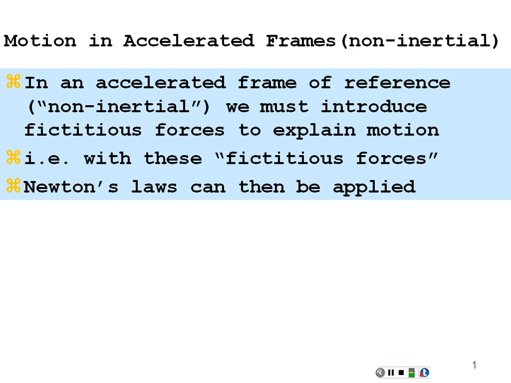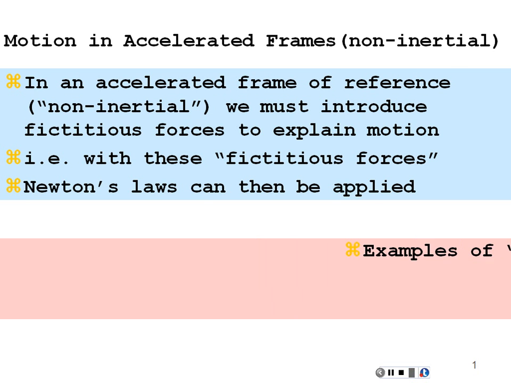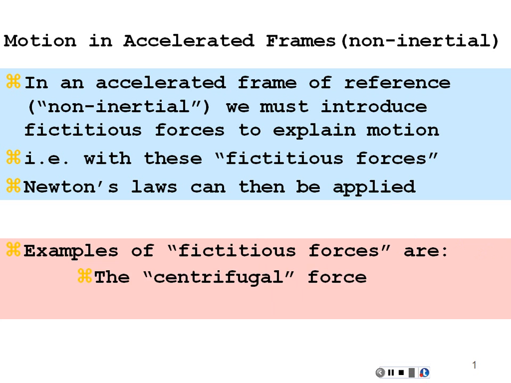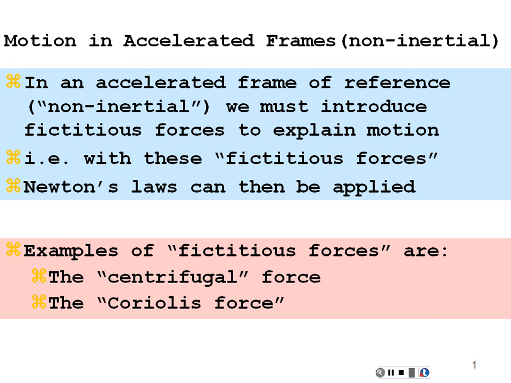With these fictitious forces, we can then use Newton's laws to explain what happens. Otherwise, we can't, and we'll see why in a moment. Examples of fictitious forces are the centrifugal force and the Coriolis force.